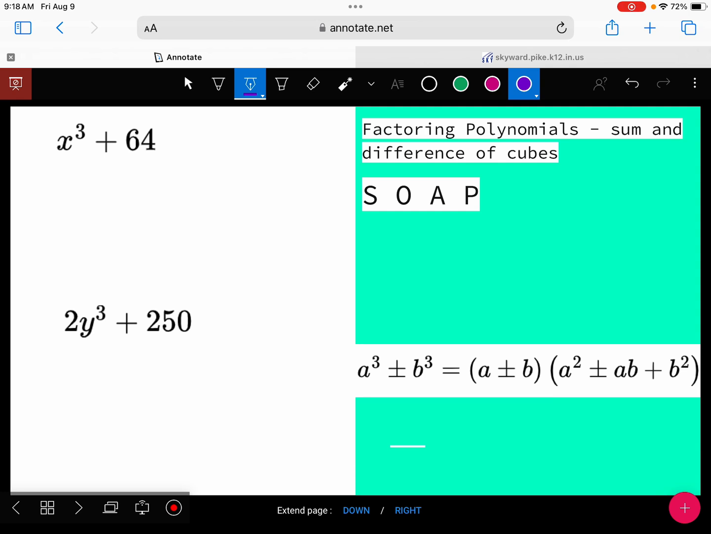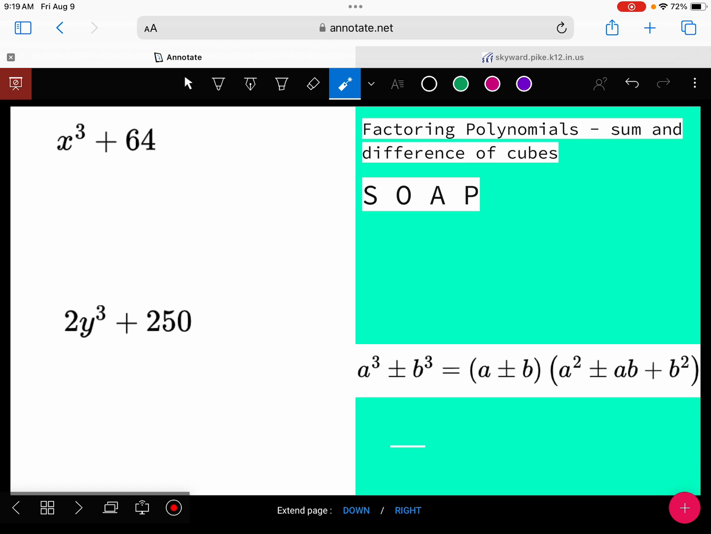It's very similar. The formal pattern is down at the bottom on the right-hand side. It's a mess. It looks weird. But we do it very similarly to difference of squares. We just have to notice that they're perfect cubes. And what the SOAP is all about is our signs.